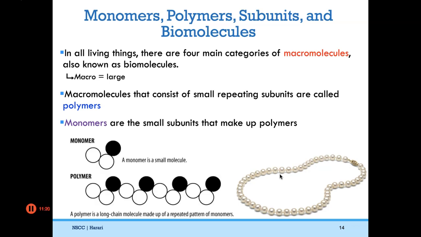Right? And that's shown in this image below. A monomer is a small molecule, and a polymer is a long chain molecule made up of repeated patterns of monomers. So we'll see that proteins, nucleic acids, and carbohydrates all have this kind of polymerization happening. You have small subunits that get built up into larger polymers.